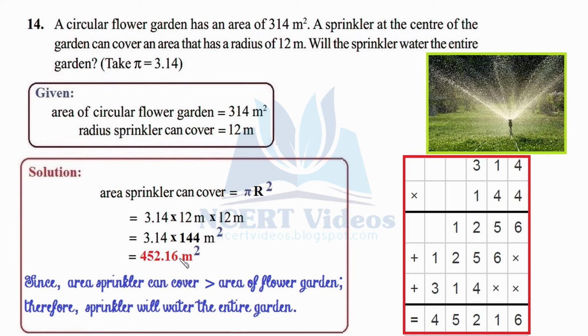So compare it with the given area. It is 314 to be sprinkled, whereas the sprinkler covers more area, the larger area. Since the area the sprinkler can cover is greater than the area of the flower bed, therefore the sprinkler will water the entire garden. Even it will put water outside of that garden. That is your question number 14.